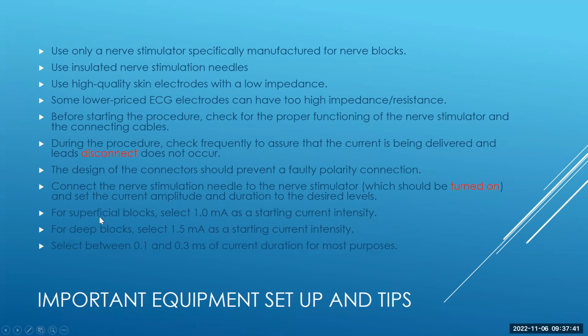Again, for superficial blocks, it's okay to select 1.0 mA for your starting current. Be prepared to dial down. For deep blocks, you can start at 1.5 mA. And select between 0.1 and 0.3 milliseconds of current duration. For most purposes, that should be fine.